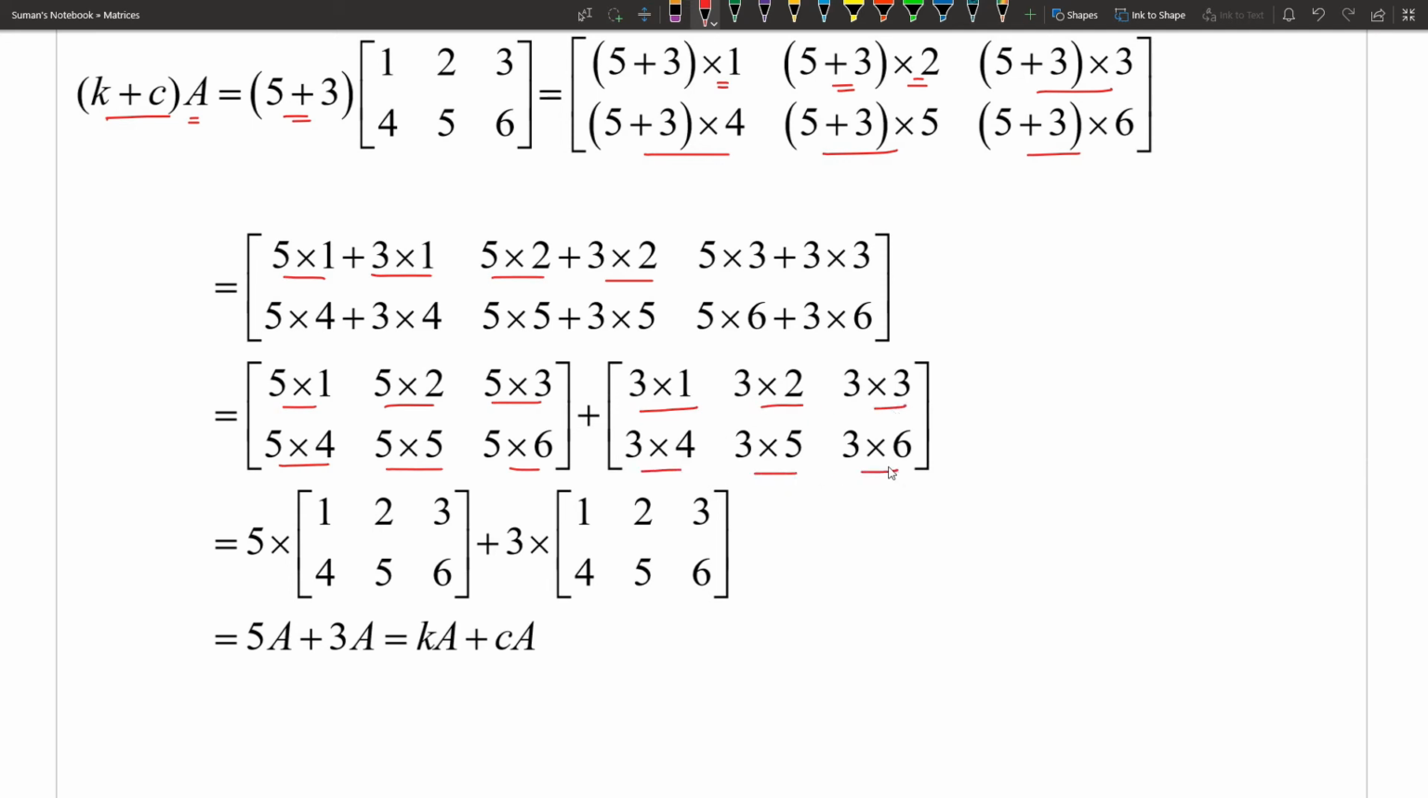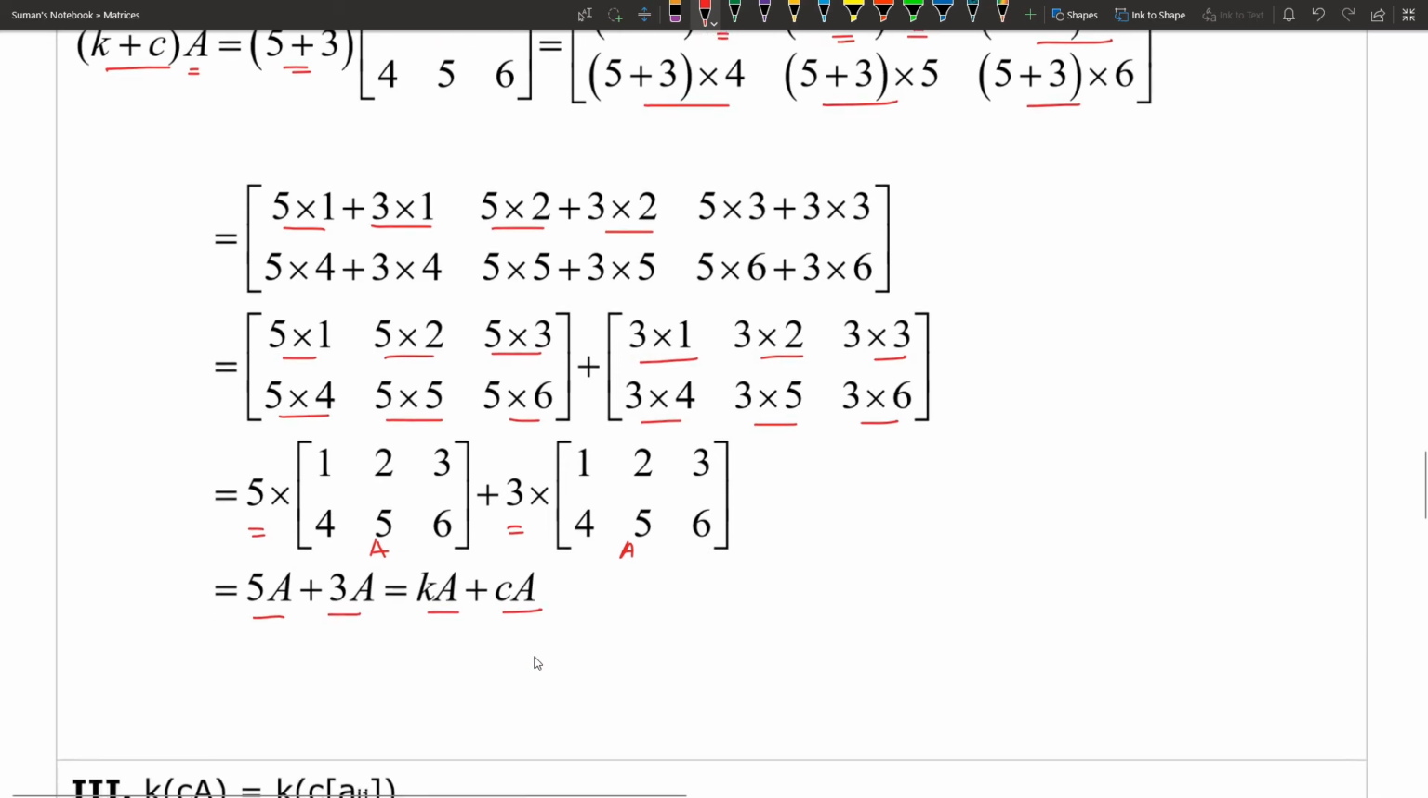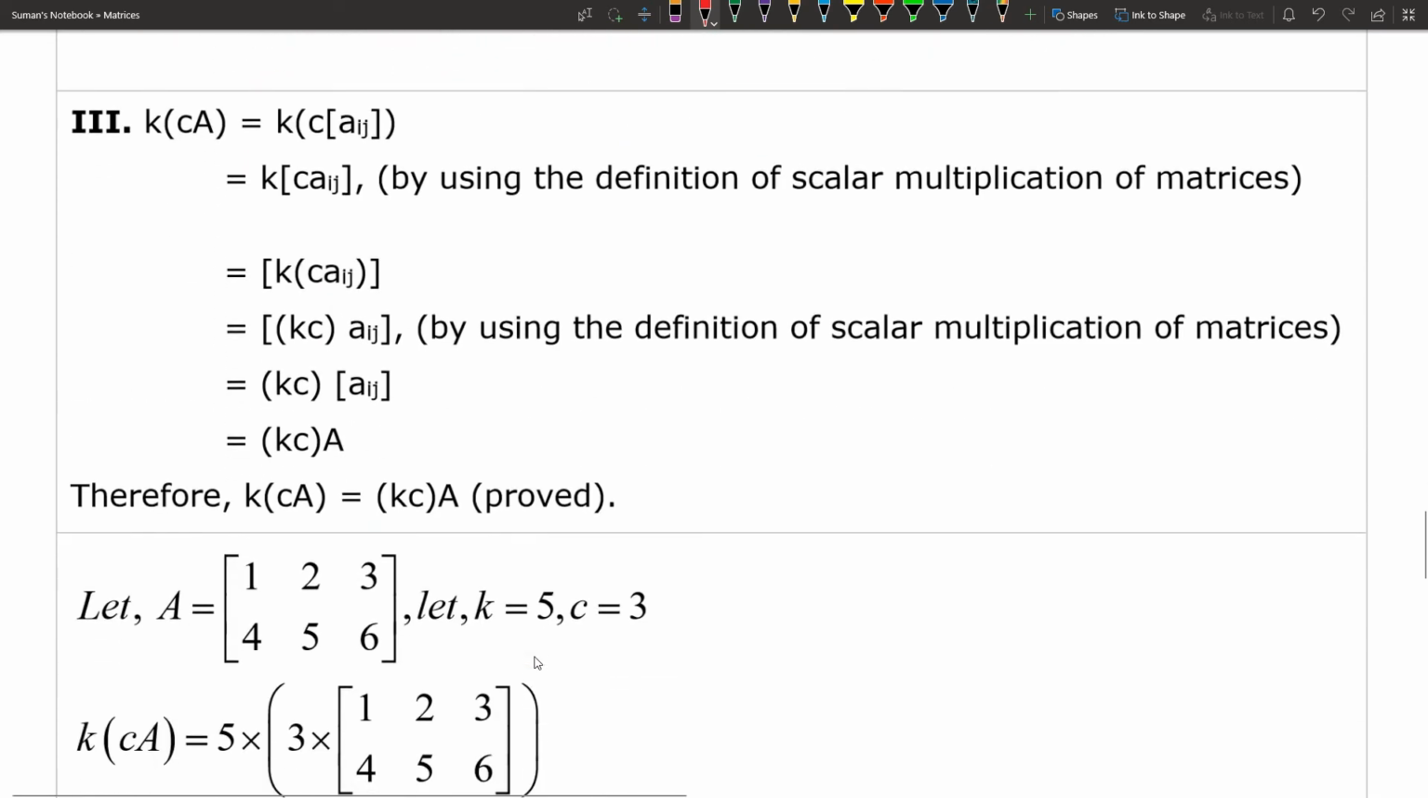Now we can take common from the two matrices, 5 from the first one and 3 from the second one. Those are the matrix, particularly A. So we can say 5A plus 3A, or Ka plus Ca. So that is the proof of the second property.